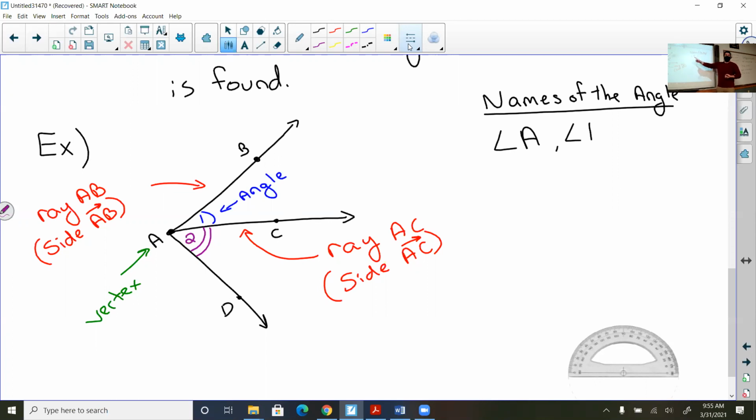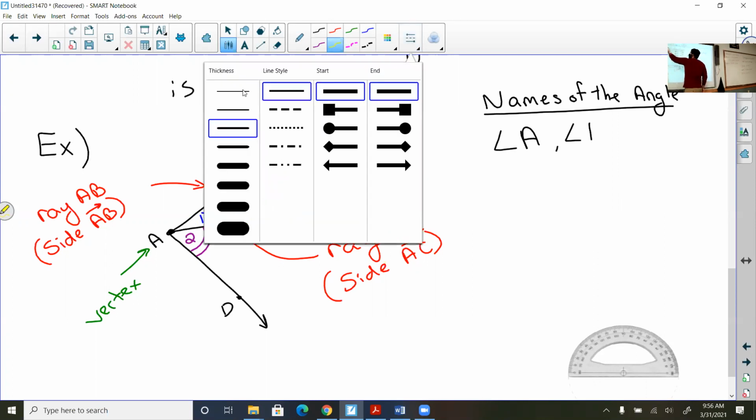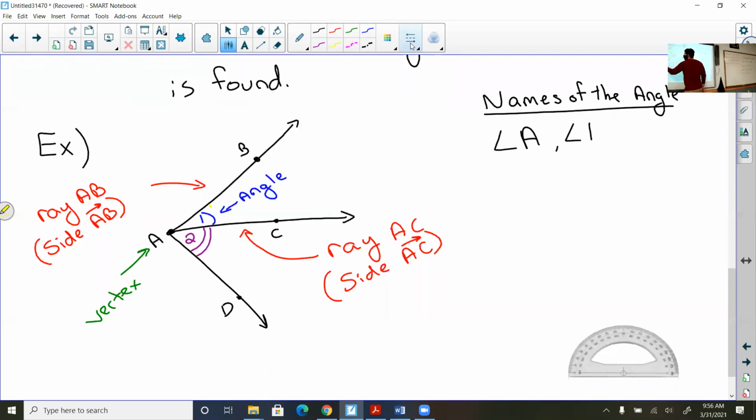So now if I say angle A, am I talking about angle 1? Am I talking about angle 2? Or am I talking about angle 3? Well, where's angle 3, you ask? Great question. Angle 3 is found right here. So when I say angle A, which angle am I talking about? The blue angle? The purple angle? Or the yellow angle? Just saying A is not enough when there are multiple angles off of one vertex.